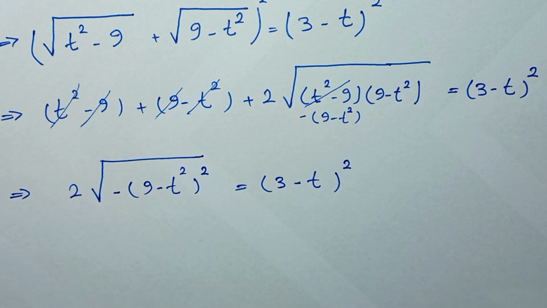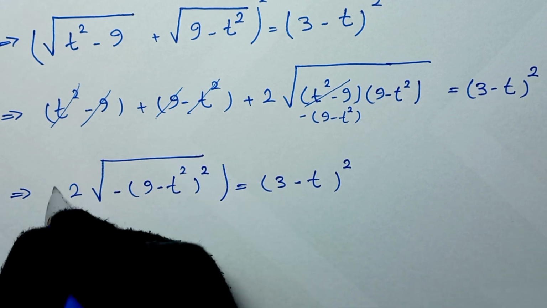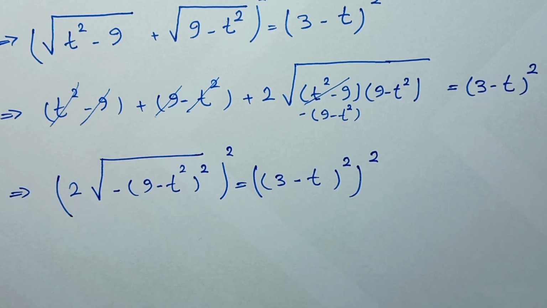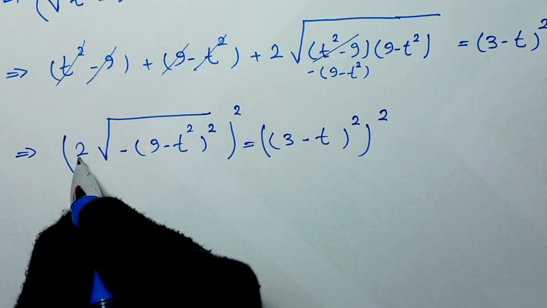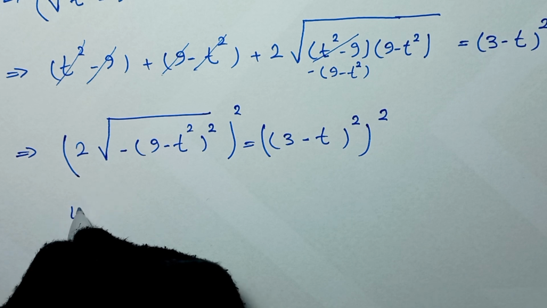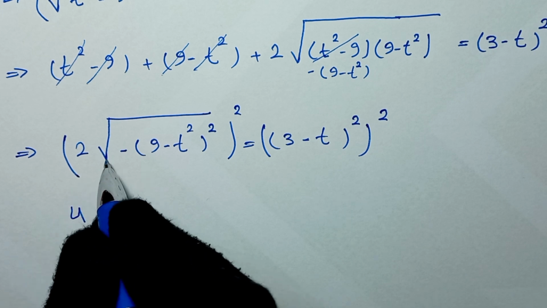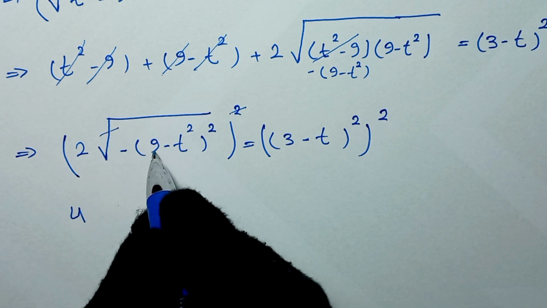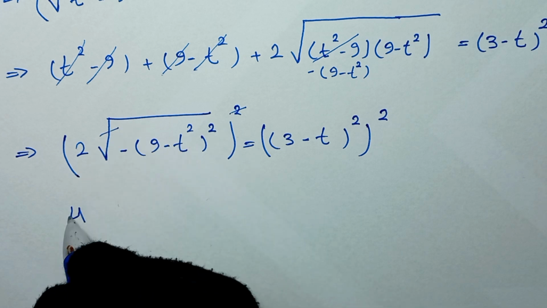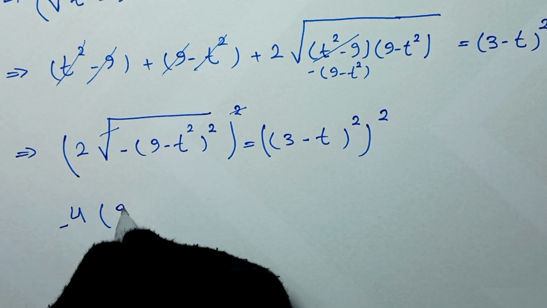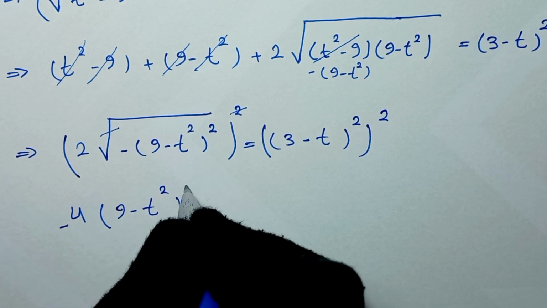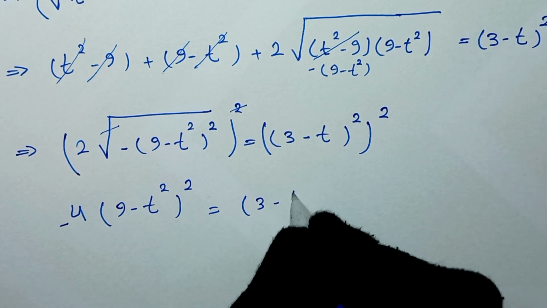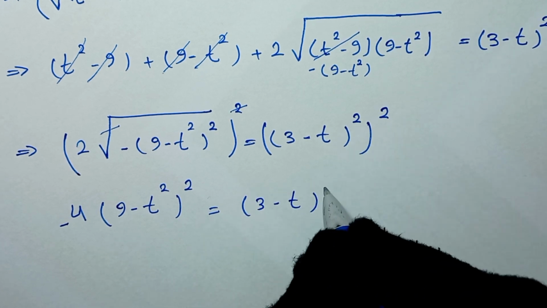And next step, we square both sides of the equation. So this to the power of 2 and this to the power of 2. And it will be 2 to the power of 2 is 4. And this to the power of 2, this 2 will cancel this square root, and we have negative 9 minus t square to the power of 2, and negative times this 4, it will be negative 4, and times 9 minus t square to the power of 2, right? Is equal to 3 minus t to the power of 2 times 2 is 4.